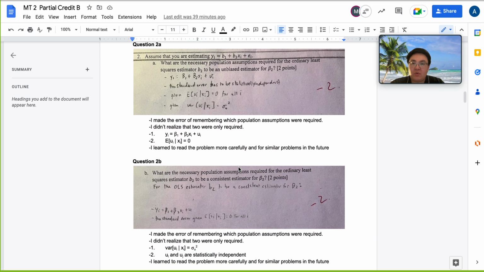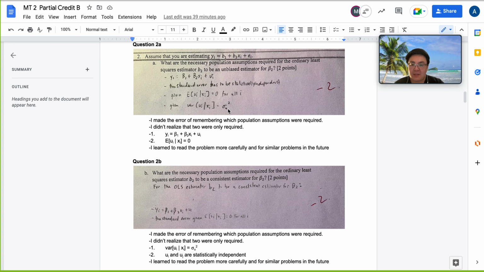For question 2a, it is asking us, what are the necessary population assumptions required for the ordinary least squares estimator B2 to be an unbiased estimator for B2? In this case, we only need 2 here, which would be that yi is equal to beta 1 plus beta 2 xi plus ui, and that E of ui given xi is equal to 0.